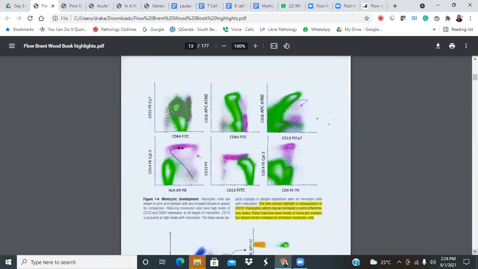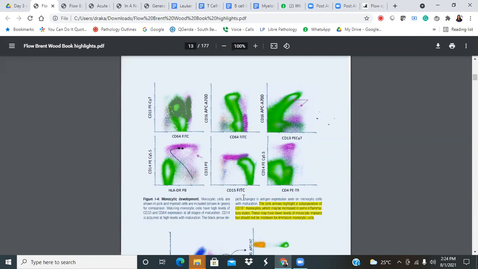So the myelomonocytic maturation and everything we have already seen. They are showing some other deviations over here. So let's see. Monocytic cells are shown in pink and myeloid cells are shown in green for comparison. Maturing monocyte cells have high levels of CD33 and CD64 expression at all stages of maturation. So CD64 is brighter, we have been reading that all the time. CD14 is acquired at high level with the maturation.